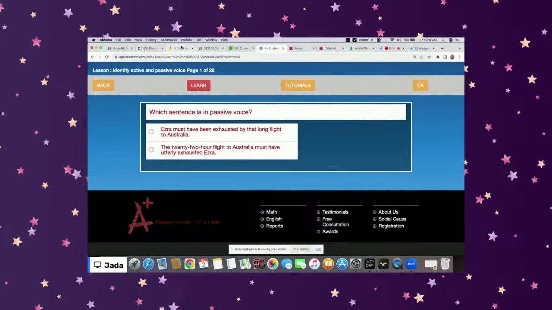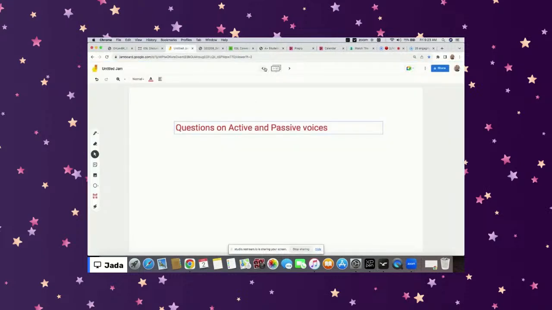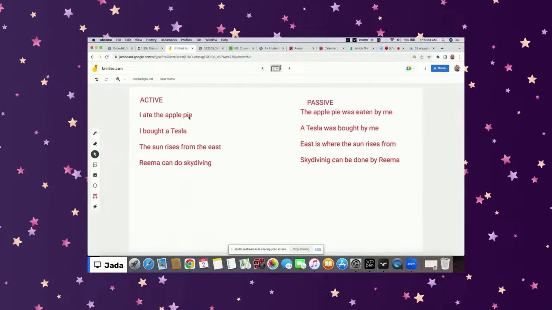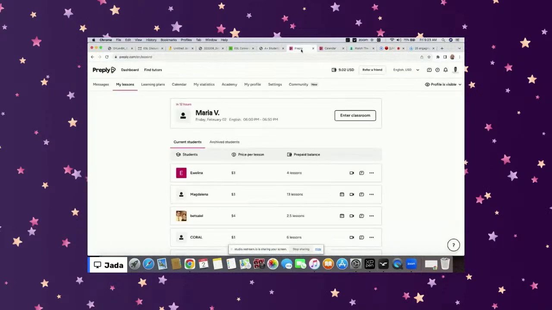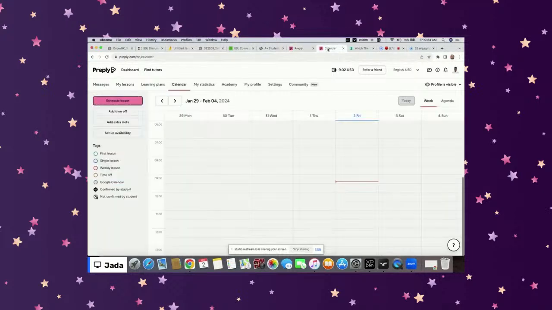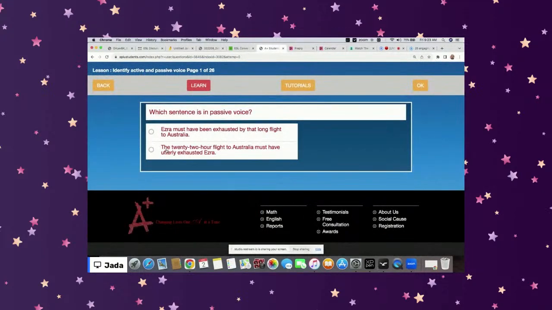Now, if you look at the examples that we have here, I ate the apple pie. The apple pie was eaten by me. So passive has a pattern, and that's why it follows the to be form plus the past participle. Okay? Now, the 22-hour flight to Australia must have utterly exhausted Israel. So now this should be the passive. Okay? This should be the passive form.